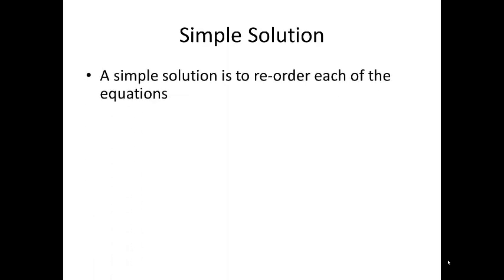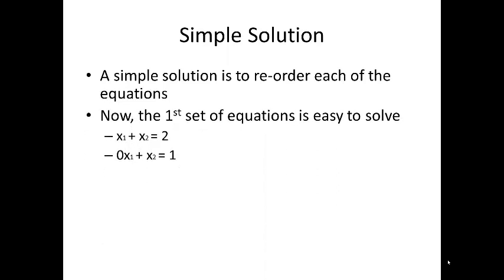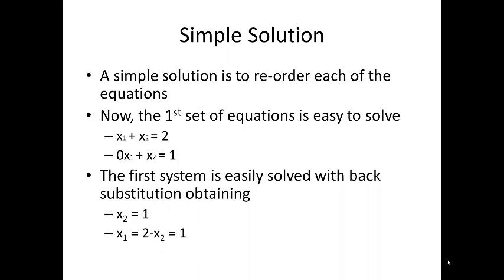A simple solution is to just reorder each of the equations. So for the first set of equations, we can have x1 plus x2 is equal to 2, and 0x1 plus x2 is equal to 1. Now that's pretty easily solved by the fact that x2 in the second equation is 1, and by back substitution x1 is equal to 1. So by reordering the equations, we were able to solve this much more simply. Now let's take a look at how the second set of equations can be reconfigured to make things easier on us.